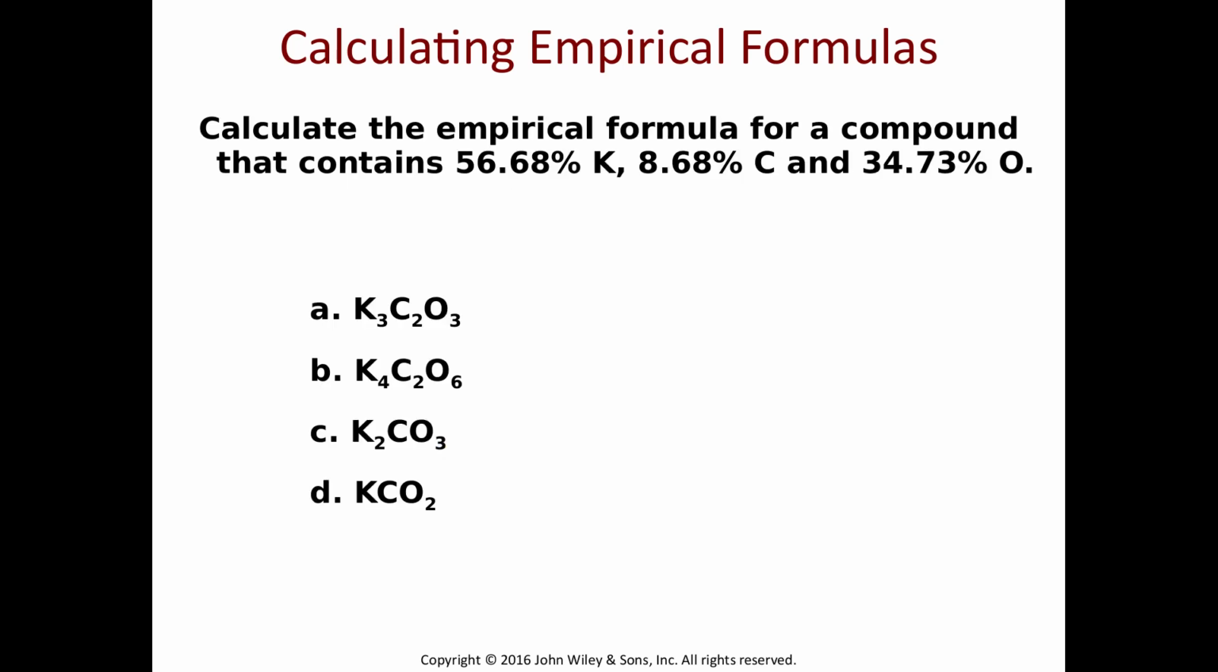So here's another example. This is asking you to calculate the empirical formula for a compound that contains 56.68% potassium, 8.68% carbon, and 34.73% oxygen. Spend a little time doing that, and I will give you the solution to that on the next video.